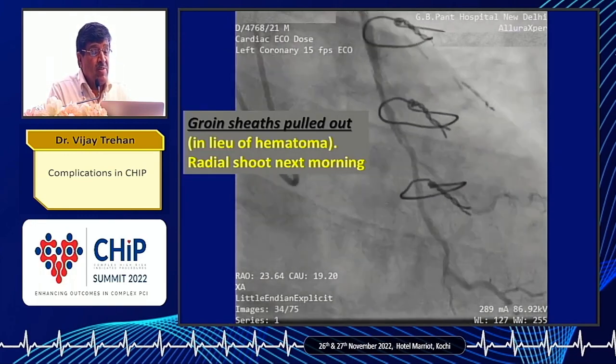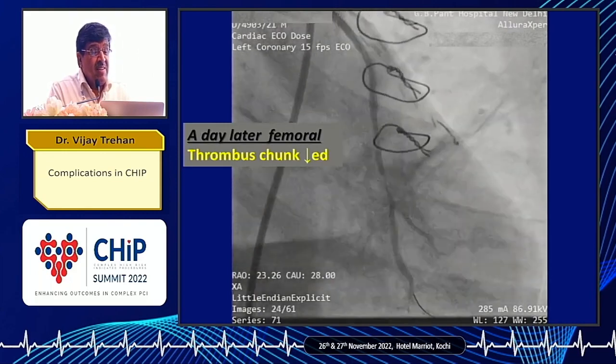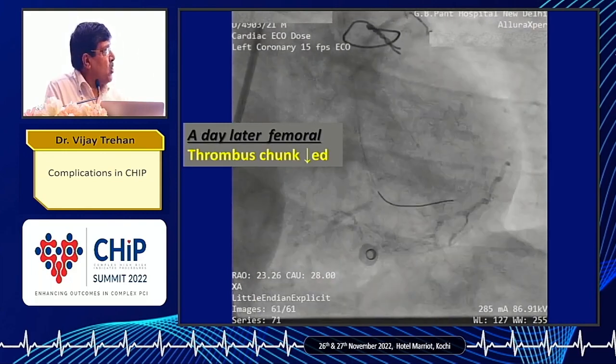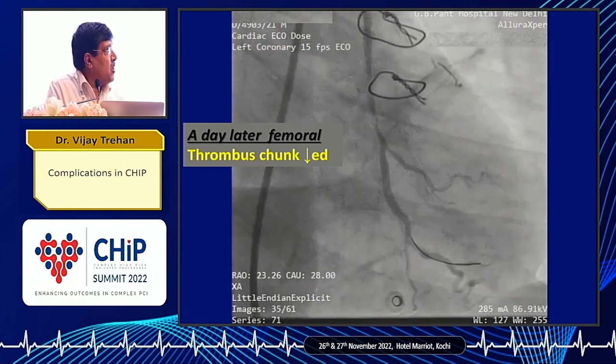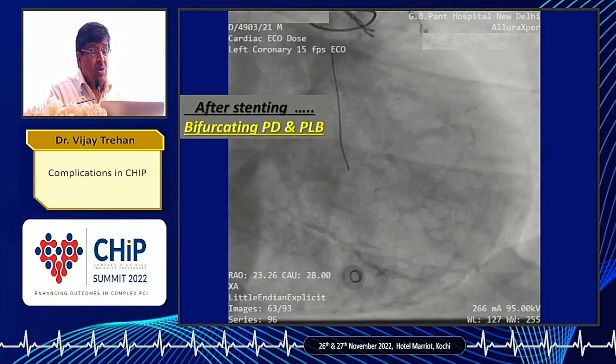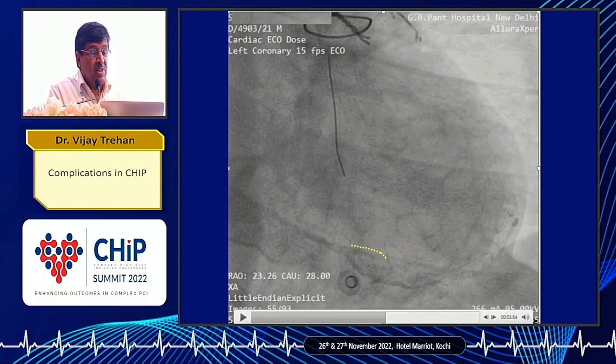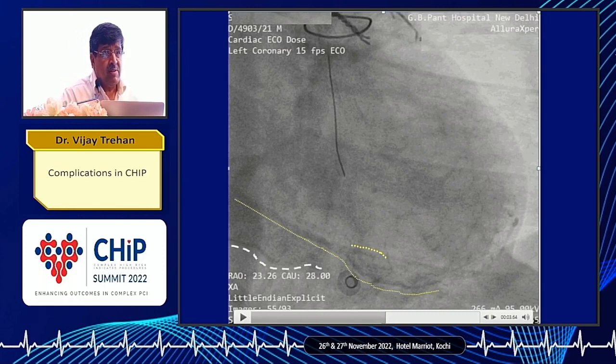Groin sheaths were pulled out. Next morning, a radial shot was taken, which shows things are better. A day later, the thrombus chunk is again less, except a small area, this small area, which we stented. And after stenting, what we found was it is not only that this SERC-OM 2 divisions are flowing. In fact, if you see clearly, these are the two bifurcating divisions of PLB, and another PD which is filling from here. So what was looking like a poor target from RCA, because we had no filling from any side, in fact was not a poor target, it was a good target. Everything was getting filled through this vein graft.